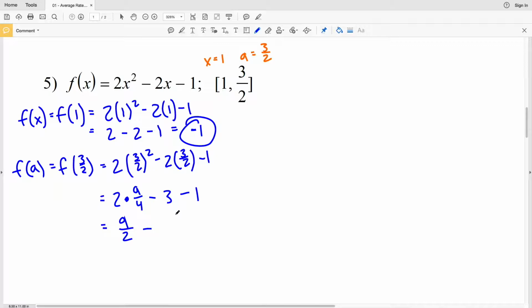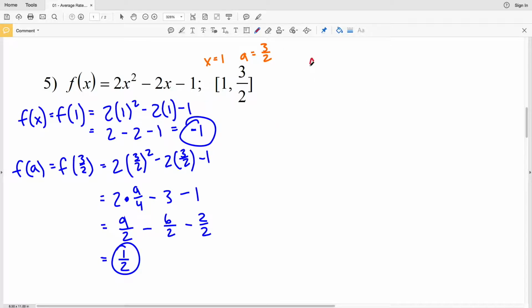I'm going to be subtracting 3, so I'm going to write that in terms of 2 in the denominator. So multiplying by 2 over 2, I'll subtract 6/2, which again, 6 divided by 2 is 3, and then I'll subtract 2/2 because 2 divided by 2 is 1. So 9 minus 6 is 3, and then I'll be subtracting 2 to get a positive 1. So 1/2 is f of 3/2.